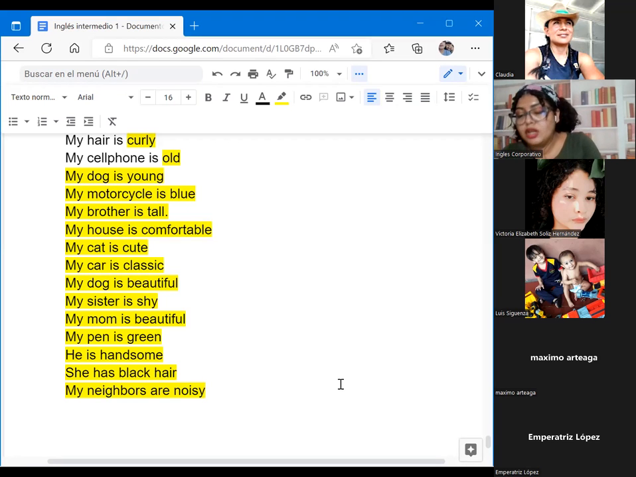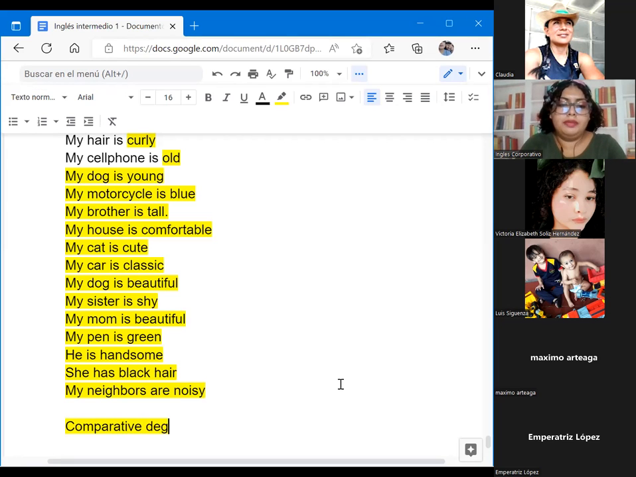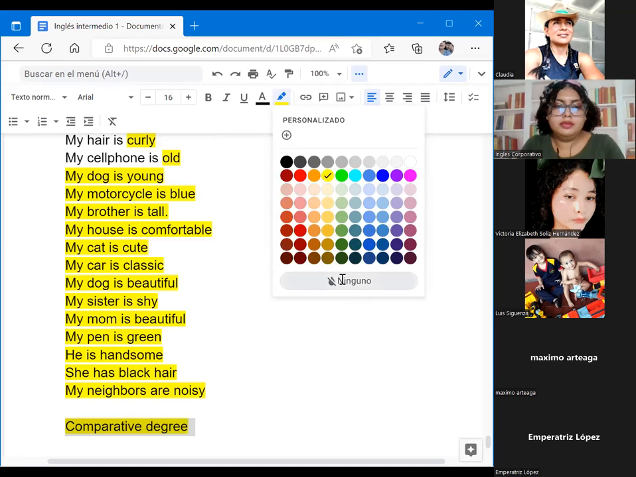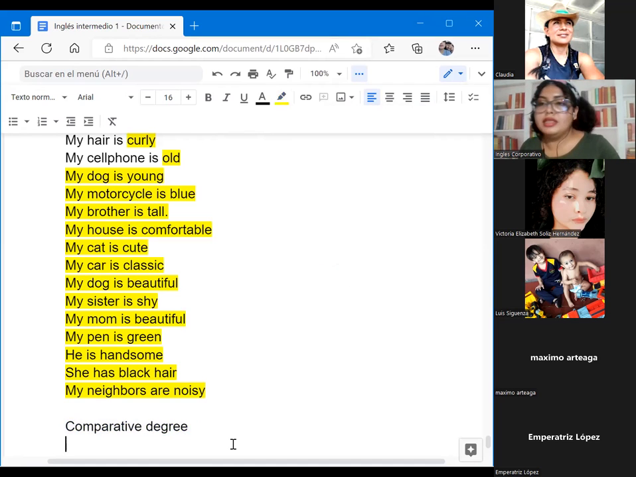Now we are going to see the comparative degree. Vamos a ver lo que son los el grado de comparación. Comparative degree. And in this one, it says that this is the form of the adjective that describes a higher degree of that particular quality than the positive degree. It is used when two objects are being compared. In this case, we are going to have two different objects and we are making a comparison between them.